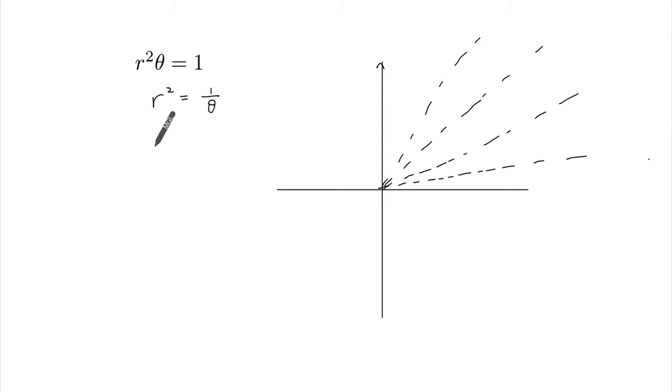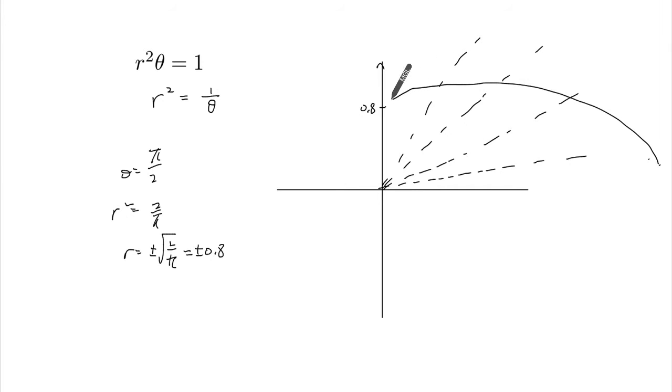And let's actually see what happens if theta is pi over 2. We get r squared is equal to 2 over pi. So r is plus or minus the root of 2 over pi, which is about 0.8. Okay, so let's say that's 0.8. It's going to start really large and just shrink to 0.8.